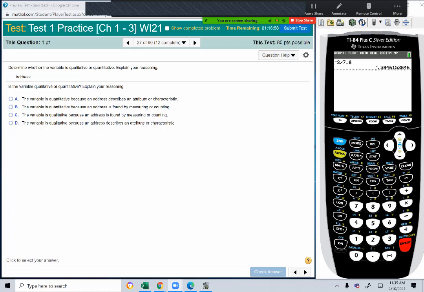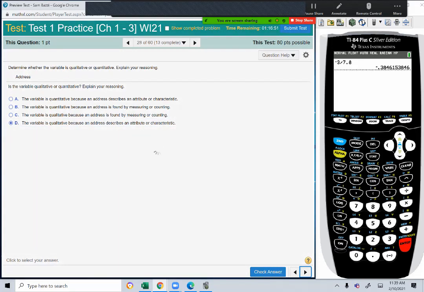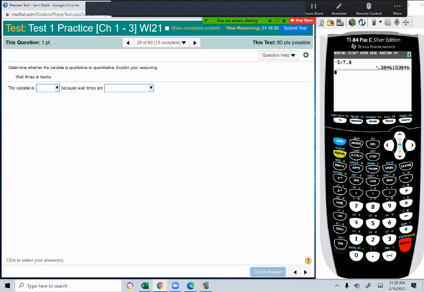Qualitative? Yeah, because it describes, it's a label, guys, to identify your house. Just a label, qualitative. The number doesn't mean anything.